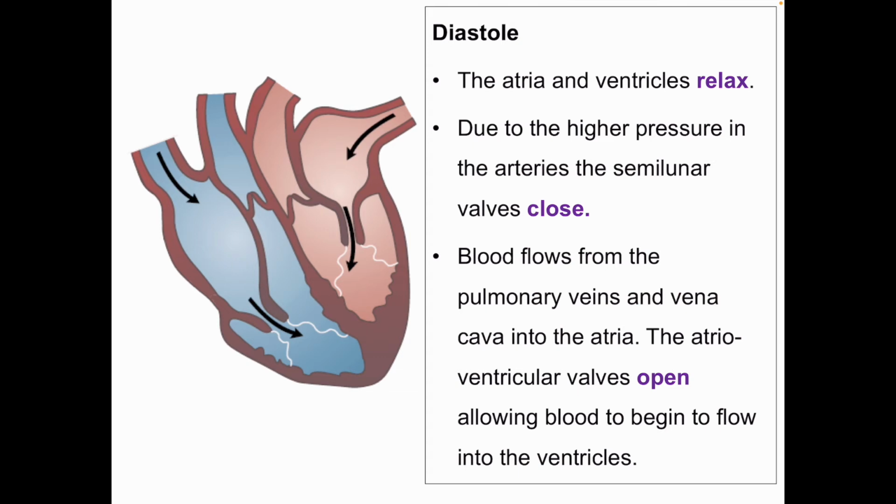During diastole, the atria and the ventricles relax. Because there is now higher pressure in the arteries, the semilunar valves close, and that prevents the blood flowing back down into the ventricles. At the same time, blood is flowing from the vena cava and the pulmonary vein into the atria. The AV valves have opened again, and that allows blood to flow into the ventricles.